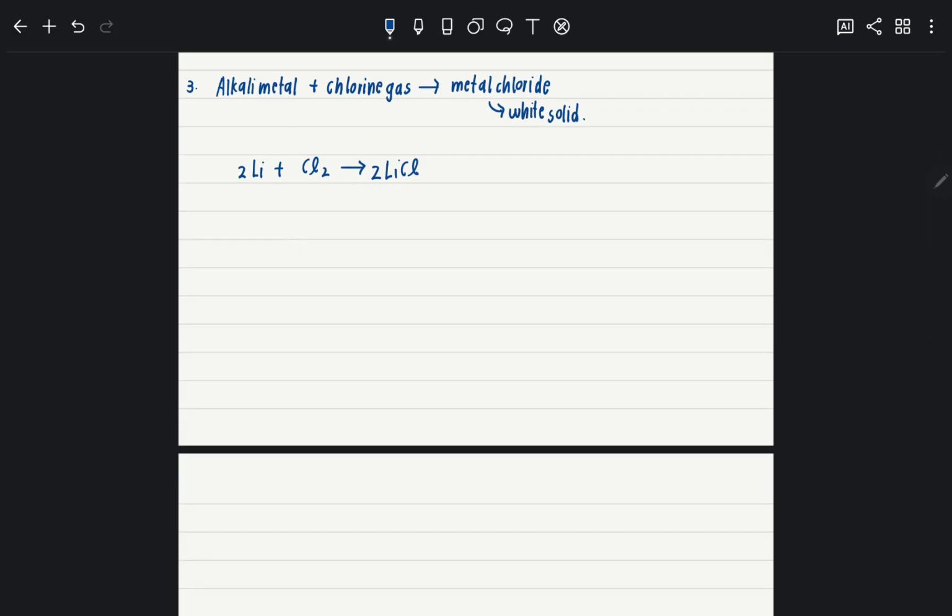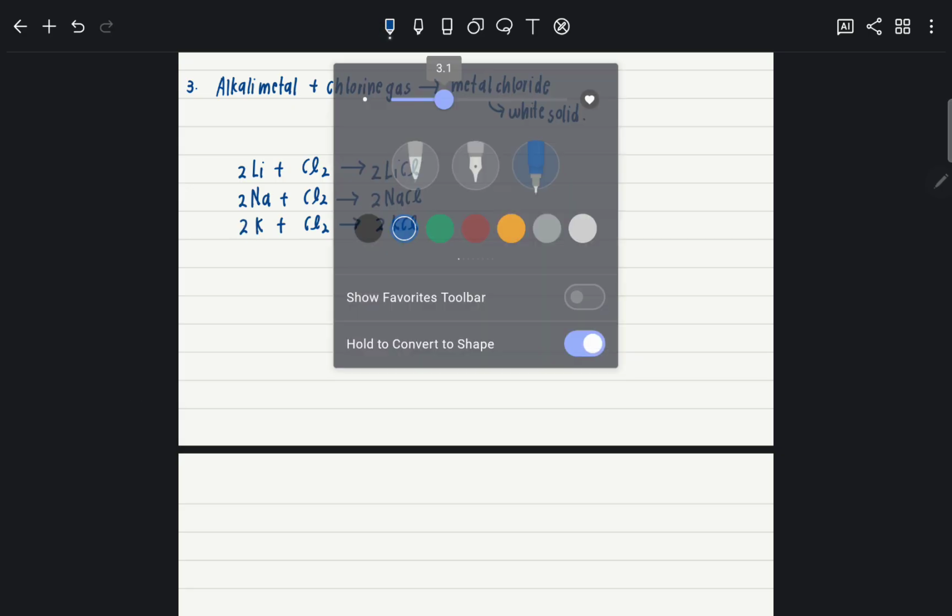So put 2 here and 2 here, and it is balanced. If your alkali metal is sodium, Na, it reacts with chlorine gas and will form NaCl. Cl here is 2, here only 1, so to balance, put 2 here and 2 here. It is balanced. Then you have potassium, which reacts with chlorine gas and forms potassium chloride. Again put 2 here and 2 here. So this is the complete reaction.